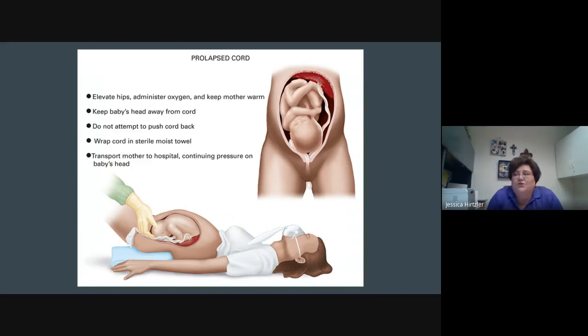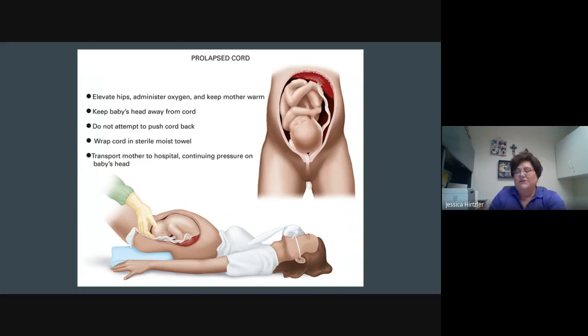Don't attempt to push the cord back in, okay? If the cord is in fact out of the vaginal opening, you want to wrap it in a moist, sterile towel and transport mom to the hospital, continuing to keep pressure on the baby's head and off of the umbilical cord.